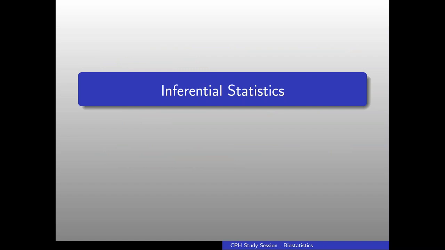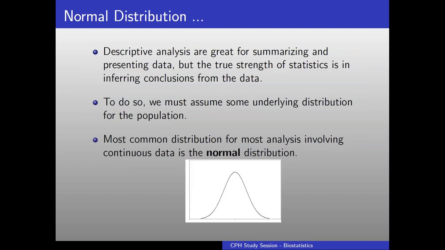Okay, so let us move on to inferential statistics. Describing and summarizing the data is all great, but you don't get to make any conclusions from it. You don't get to infer anything. You only see what you just calculate. The true strength of statistics comes from the fact that you are able to infer conclusions from the data. Now, how do we do that?